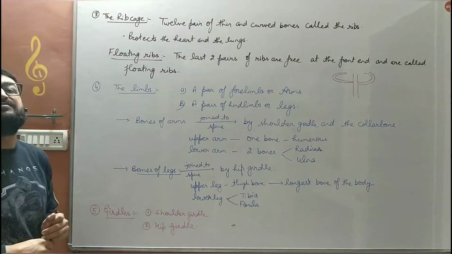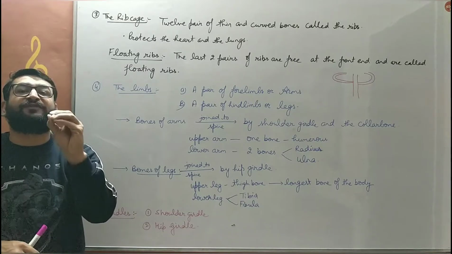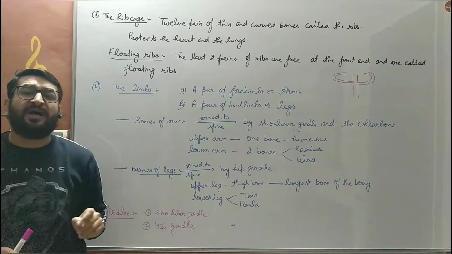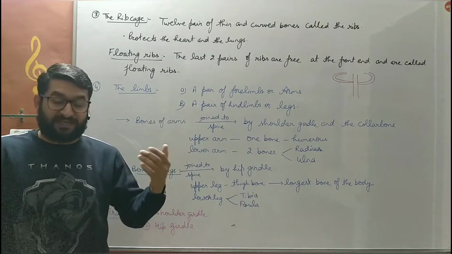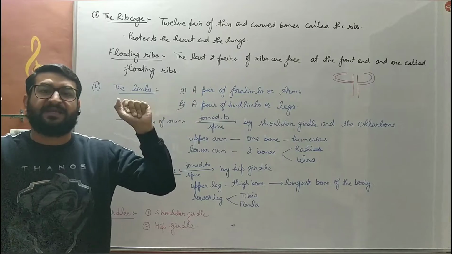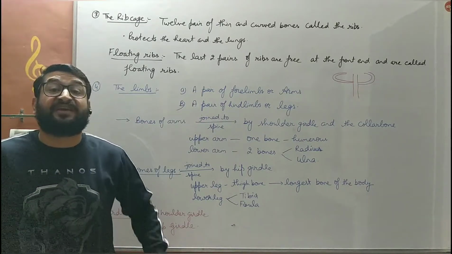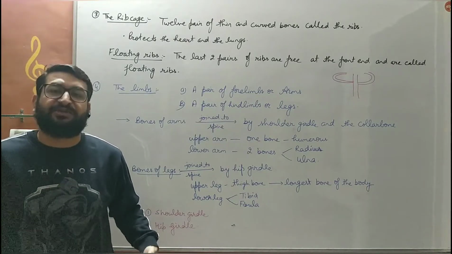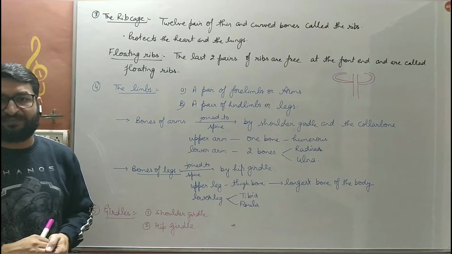Next is the limbs. Human beings have two pairs of limbs. The first is the pair of forelimbs, आगे के limbs. In human beings, these forelimbs are modified into arms. The second one is hind limbs. The hind limbs, पीछे के limbs. Hind means पीछा, पीछे का region. So hind limbs means the legs.